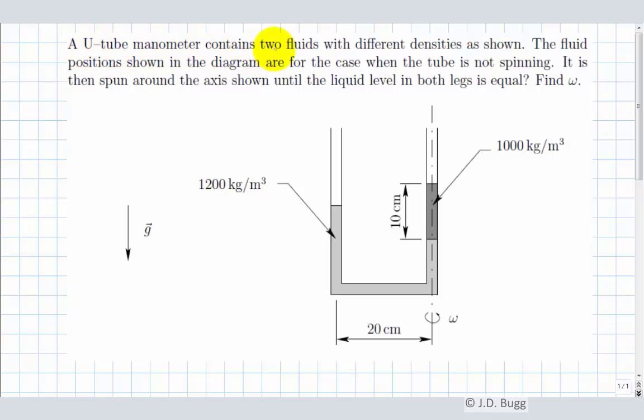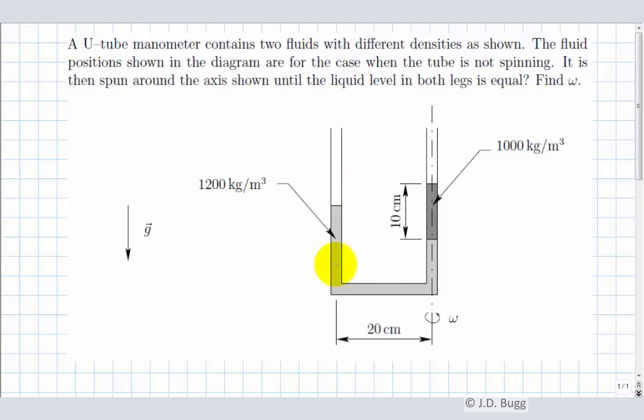A U-tube manometer contains two fluids with different densities as shown. The fluid positions shown in the diagram are for the case when the tube is not spinning. It is then spun around the axis shown until the liquid level in both legs are equal. Find omega. So let's take a look at this.